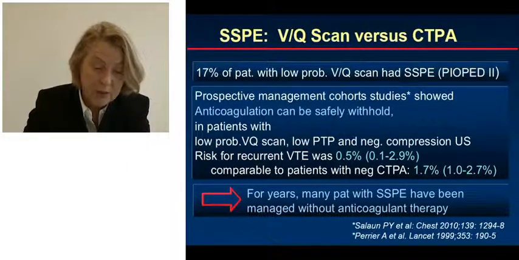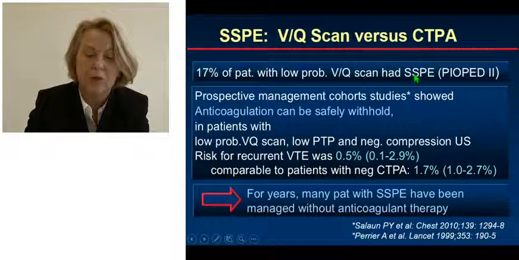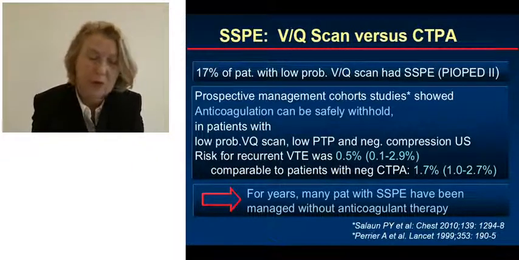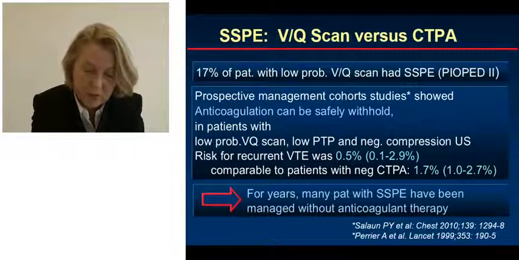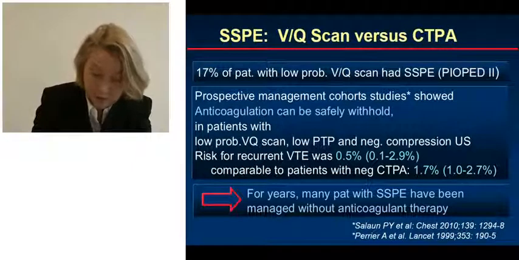And notably, those patients with low probability VQ scans, there was a substantial number of patients who actually had subsegmental pulmonary emboli in the PIOPED-2 study. So meaning that for many years, many patients with subsegmental pulmonary emboli have been managed without anticoagulation therapy.